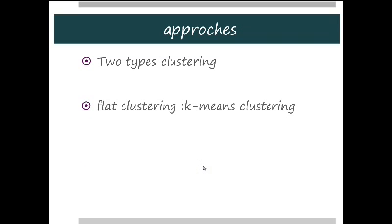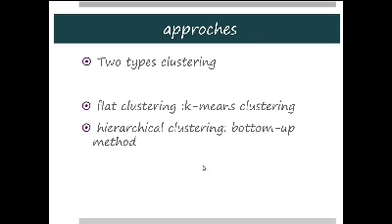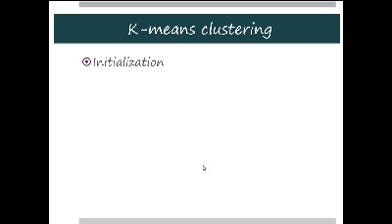Actually, there are several ways to find our communities. There are two types of clustering for our network. The first type is flat clustering. K-means clustering, you may know about it. It's a classic flat clustering. The second is hierarchical clustering. Now, let me talk about K-means clustering.